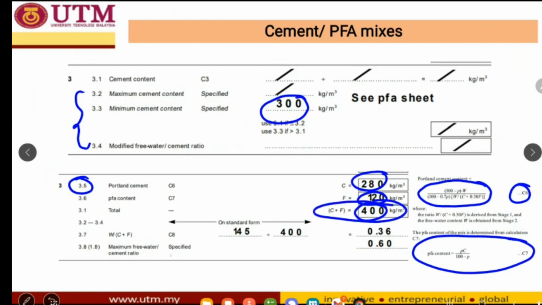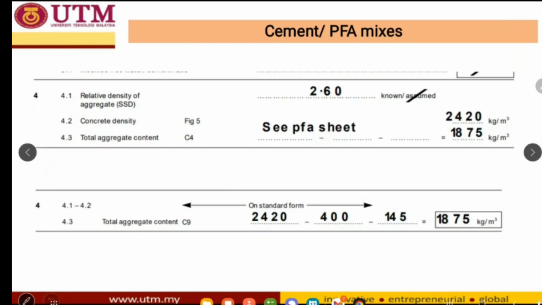The specified maximum water cement ratio has been given in our question, which is 0.6. Since 0.36 is lesser than 0.6, we use 0.36. Since the relative density of aggregates is 2.6, which has already been given in the question, we have to determine the concrete density, which can be obtained from figure 5. I did not include figure 5 here, so you can refer back to figure 5 from the basic DOE method.